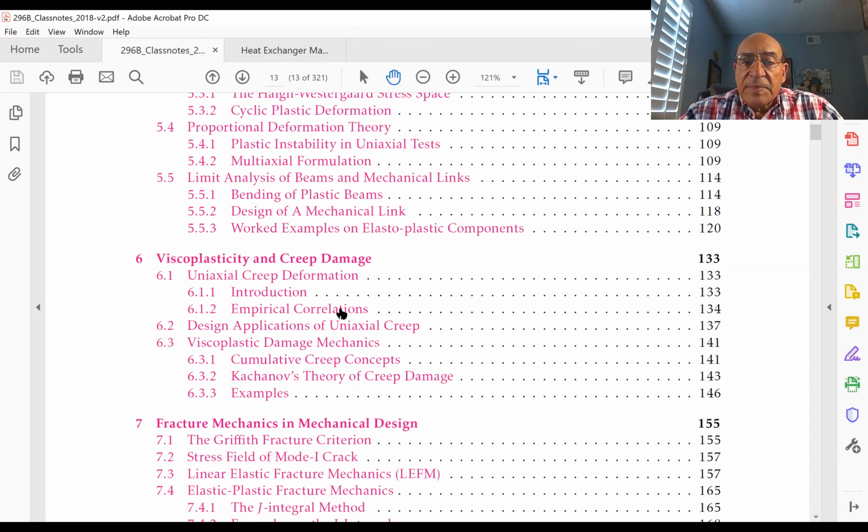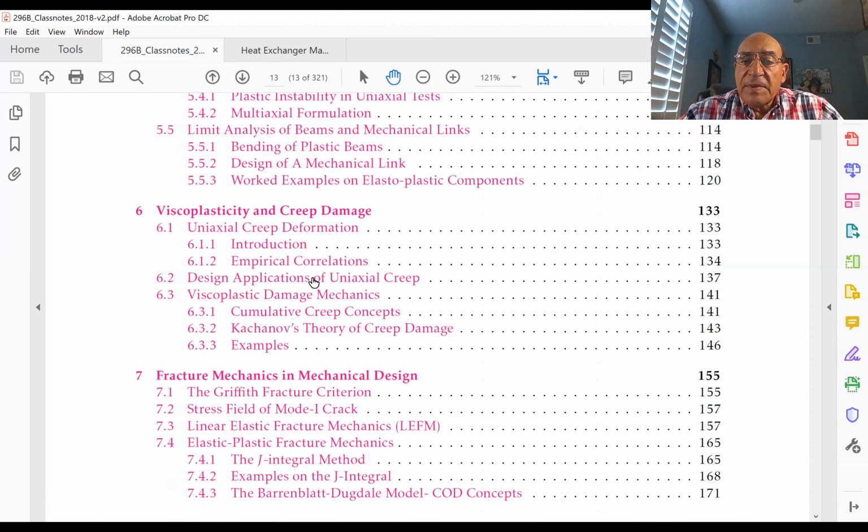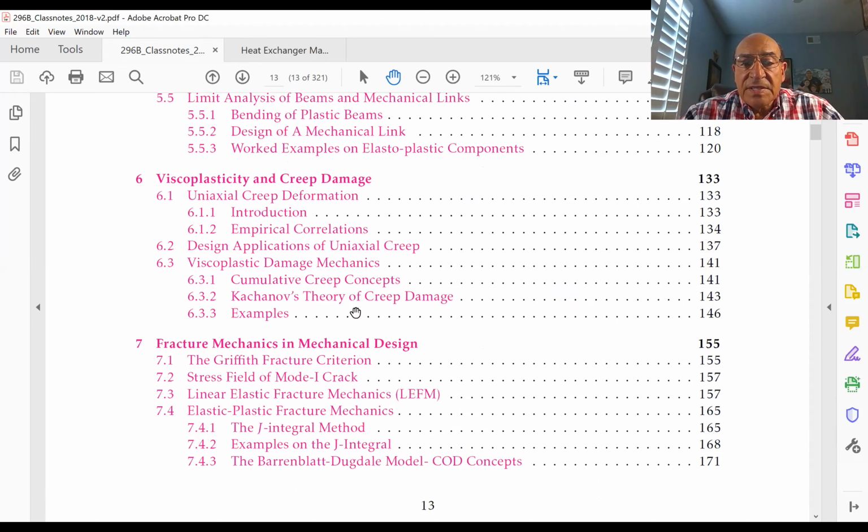And the next topic is viscoplasticity and creep damage, and there we will study one case that is easy to represent, and that is a pressurized tube, because this is very critical for many high temperature applications. The tube is undergoing creep deformation to increase its diameter and also to increase the length if it is a closed tube, and can cause softening of the material.